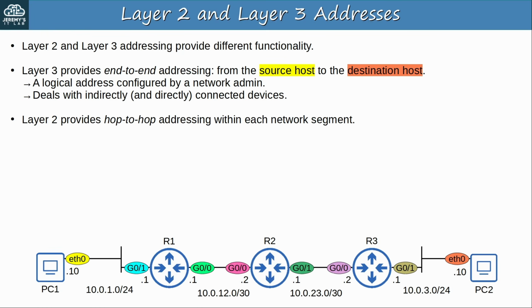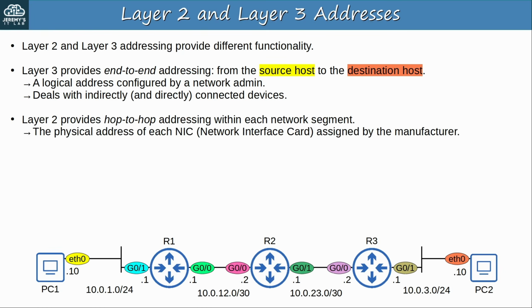Layer 2 provides hop-to-hop addressing within each network segment. For example, the hop from the source to its default gateway, then the hop from that router to the next router, then the hop from that router to the next router, etc. The Layer 2 address is the physical address of each NIC, Network Interface Card, as assigned by the manufacturer, although it is possible to configure a different MAC address, but that's rare.